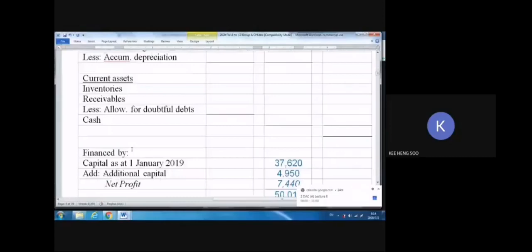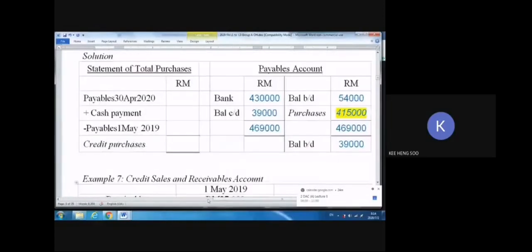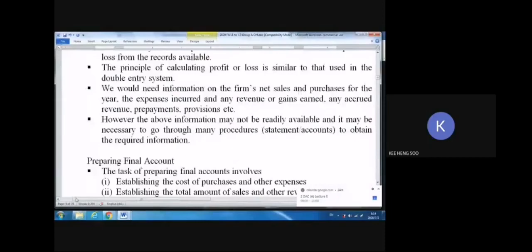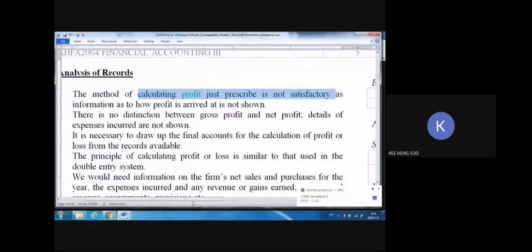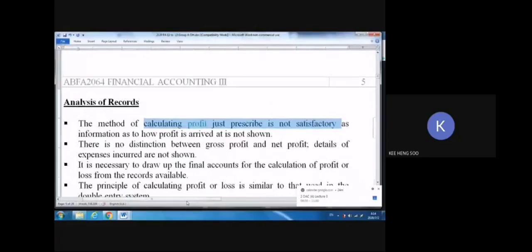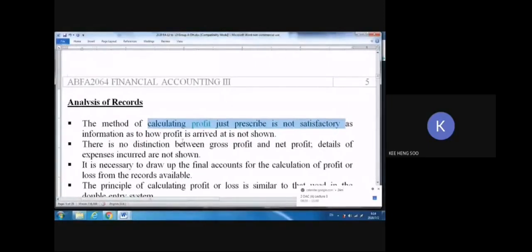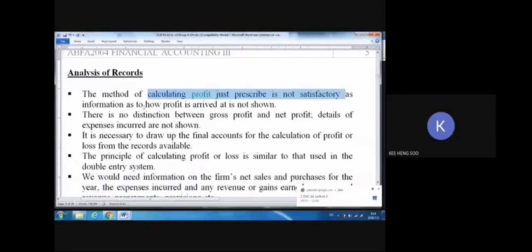If you go through the next topics on analysis of record, they say that the method of calculating the profit is not satisfactory. Tidak memuaskan. Page number 5 tells you that the method that you use, the statement of profit and loss, is not satisfactory. That means it's not acceptable. For example, there are students who argue that it's not a proper SBL. So I discussed with the tutor. Tutor say, if this is the case, we suggest to change it to statement to ascertain the profit or loss. So that's why now we need to do analysis of record to find out some missing figures.